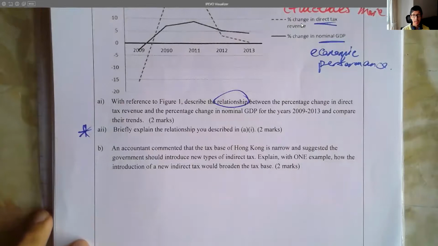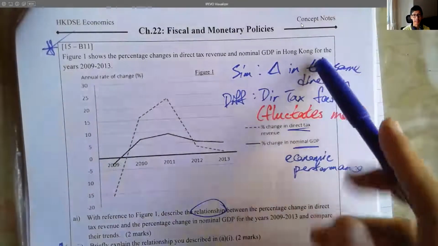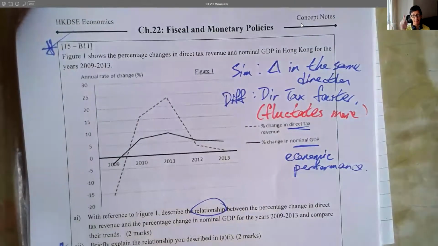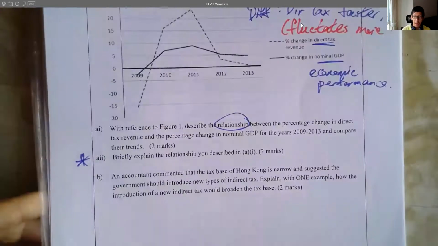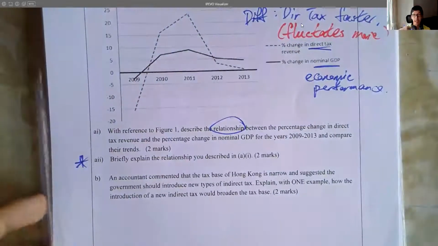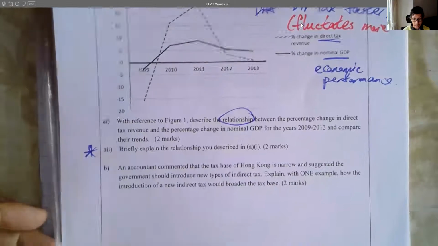Explain why they go in the same direction, but one is faster. Okay, 好嘛? Now, how come they go in the same direction? Now, it's actually quite easy, right?